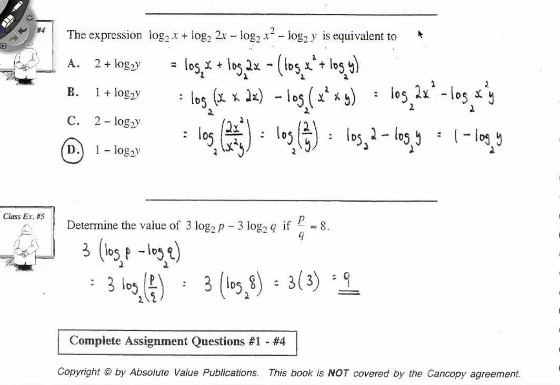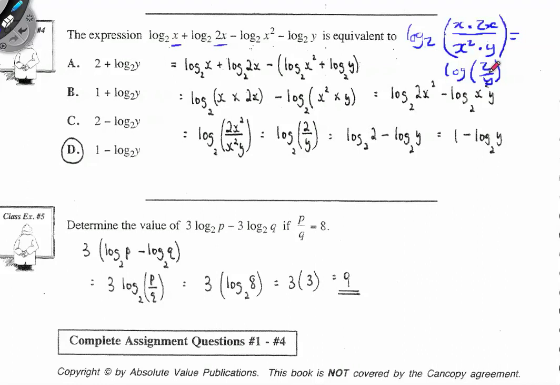So when you think about it, if you have a single log, and it's base 2, the positive logs, the x and the 2x, can go on top of our quotient, x times 2x, and the negative logs can go on the bottom, x squared and y. So let's see where that is. That's going to be a single log, and the top here looks like 2x squared. So the x squares are going to cancel, and we'll be left with, I think, 2 over y if I'm not mistaken. Now, that's not in any of the answers.